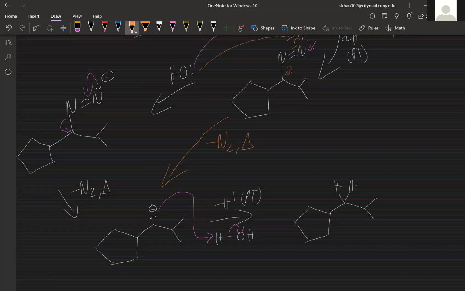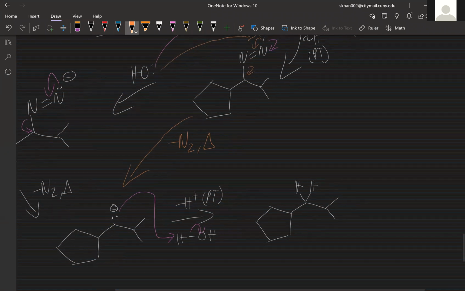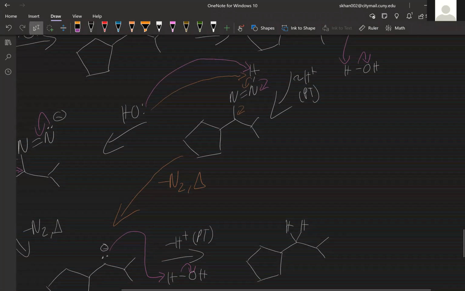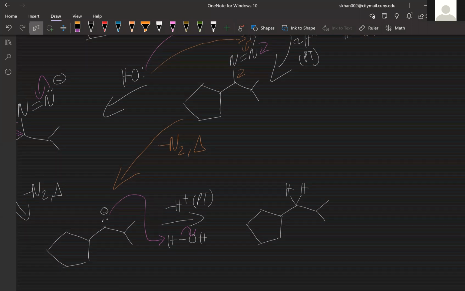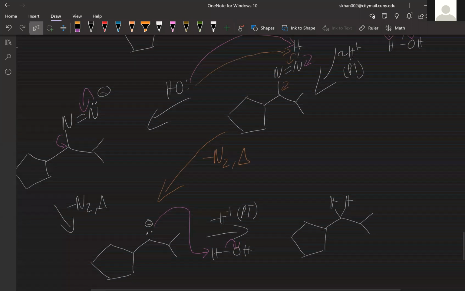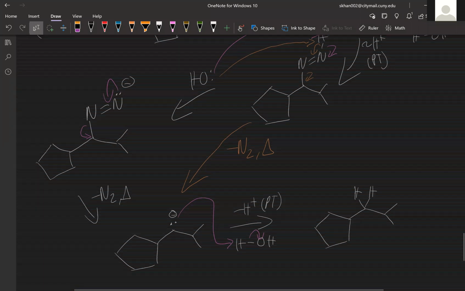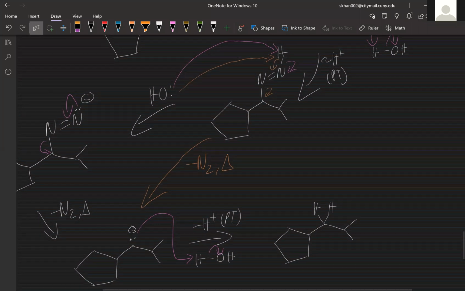But I don't know if that is something they'll accept, or if that's how he did it. I don't know. It wouldn't be wrong though, because the main thing is your N2 gas is still expelled, right? So that's what I said. That's why all of these are proposed mechanisms, right?